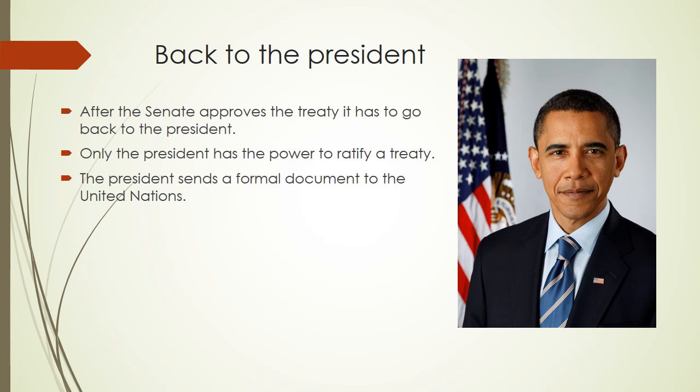After the Senate approves the treaty, it has to go back to the President. Only the President, acting as Chief Diplomat of the United States, has the power to ratify a treaty. The President sends a formal document to the United Nations giving the U.S. government's agreement to abide by the treaty, as well as any RUDs that are included.